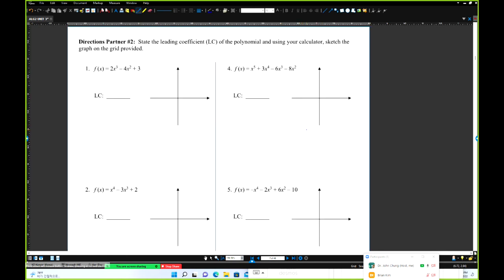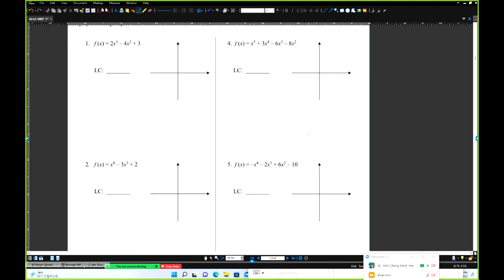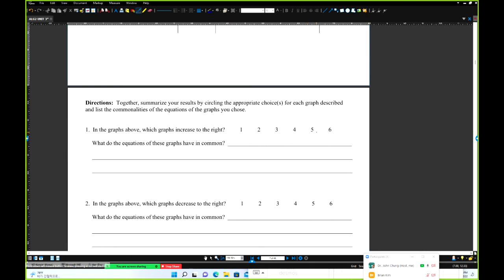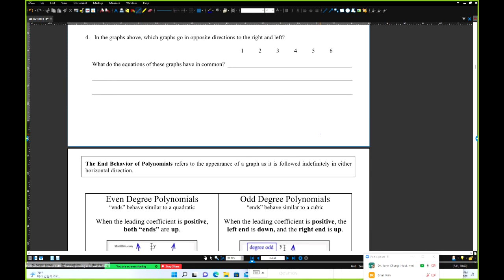Oh, too much. This one you guys have some practice over here, okay? But with this one, we don't need this one. That's over here.